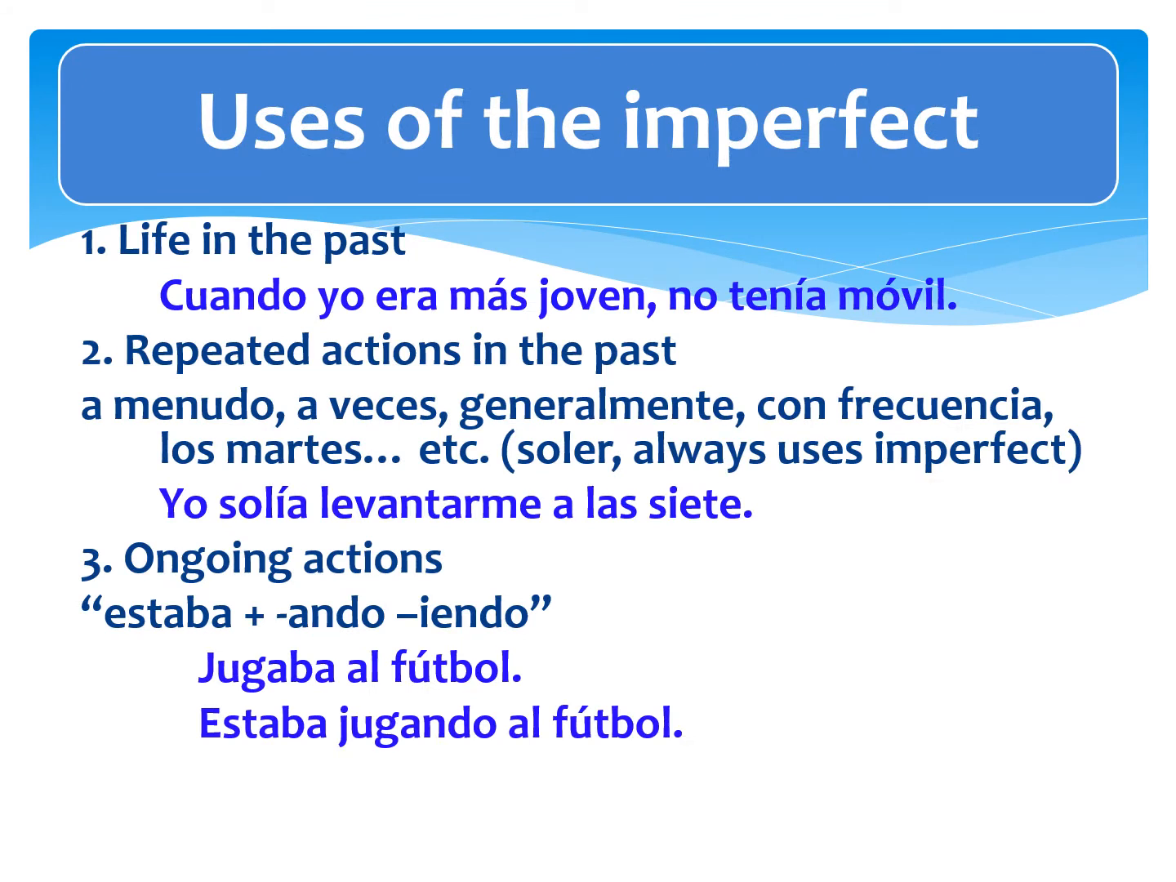Here are some examples of uses of the imperfect past tense. Talking about life in the past. Cuando era más joven, no tenía móvil. When I was younger, I didn't have a cell phone.